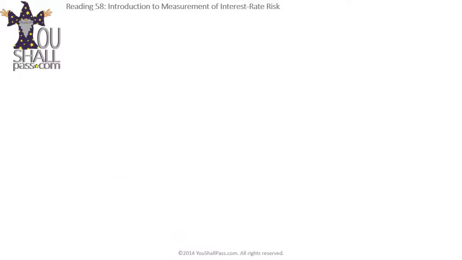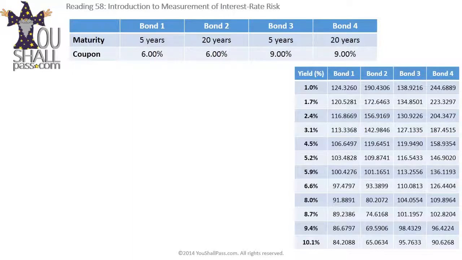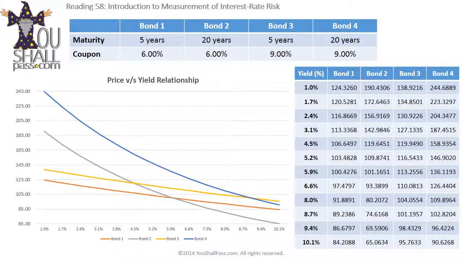Our hypothetical portfolio consists of 4 bonds, 2 each of 5 years and 20 years maturity, with coupon rates of 6% and 9% for each pair. These bonds were valued over a range of interest rates from 1% to 10.1%, and a few of those results are presented in this table. The prices over this entire range are then plotted on a curve with the yields on the horizontal axis and the prices on the vertical axis. And the plot looks something like this.